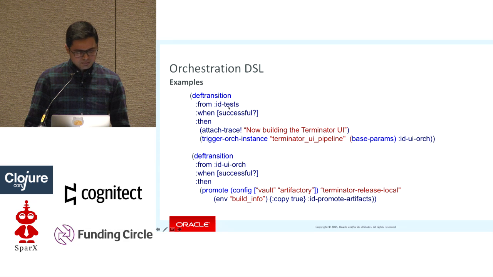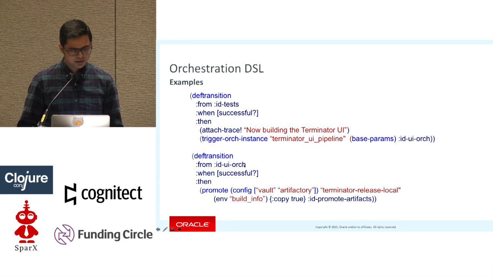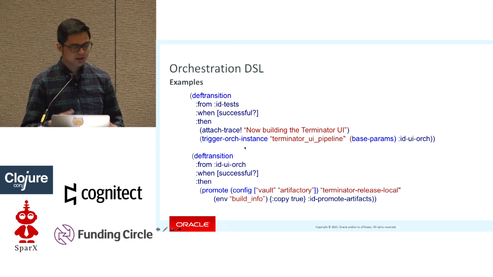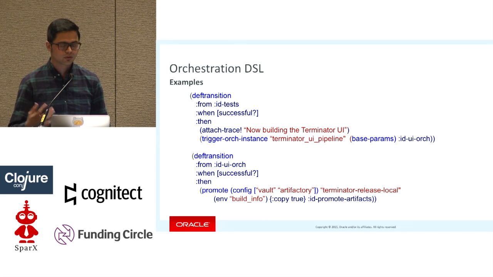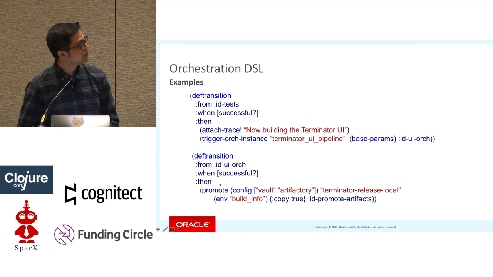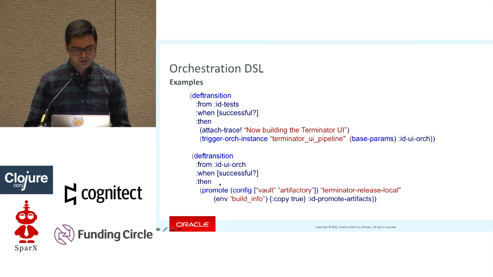So same thing, the job label, predicates, action block, right? So we call another orchestration as an embedded orchestration in the main orchestration. Let's say you want to build the UI pipeline, right? You want to test that. And then the second handler is when that UI orchestration completes.